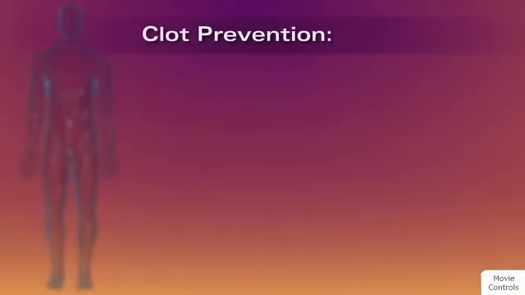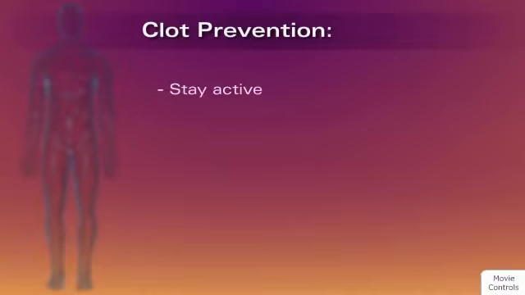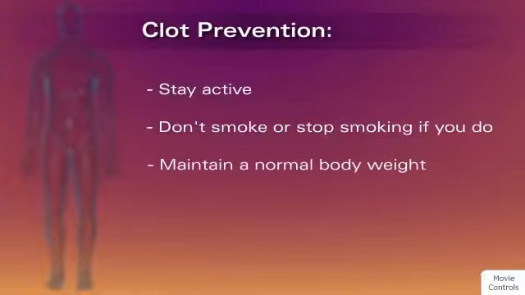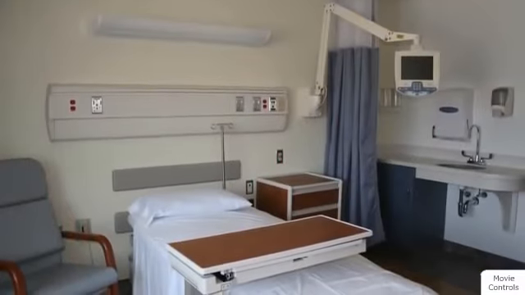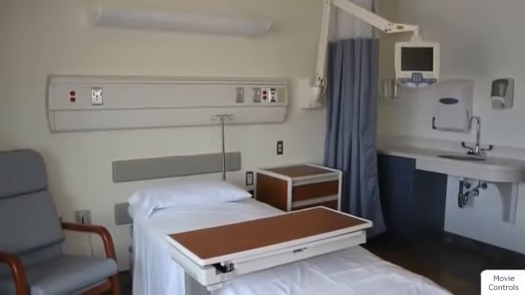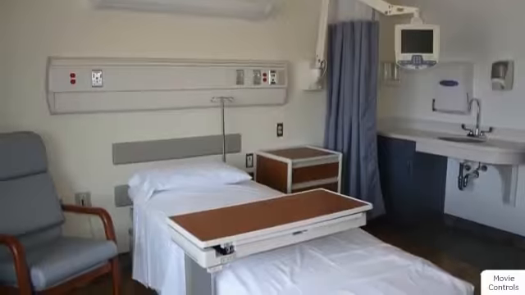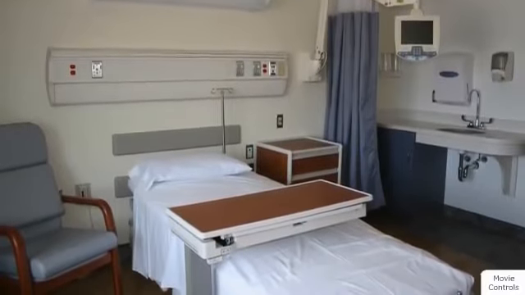What can be done to prevent clots? Stay active. Don't smoke or stop smoking if you do. Maintain a normal body weight. In the hospital, the risk of blood clots can generally be prevented with low doses of an anticoagulant or with the use of compression pumps.